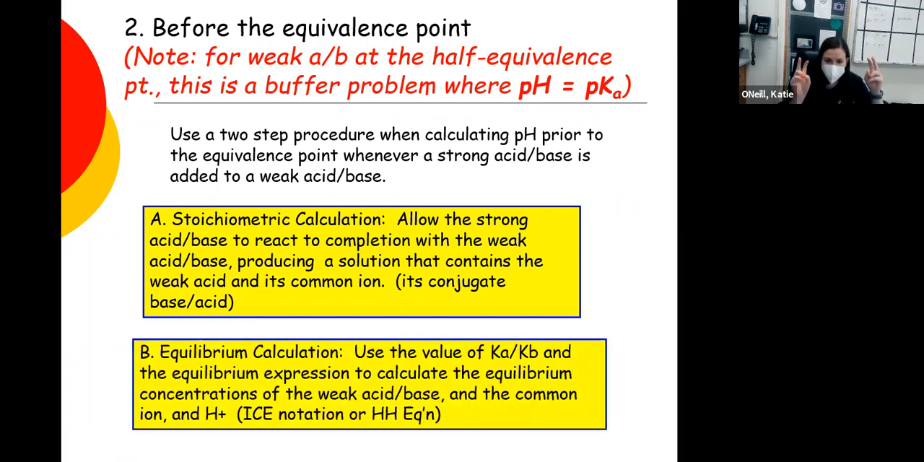Then you're going to actually do the equilibrium. So that means do your ICE box. It says or Henderson-Hasselbalch equation here. HH means Henderson-Hasselbalch. And there's one part when we do our calculation where that's going to help us out as well. It's another way to handle concentration.